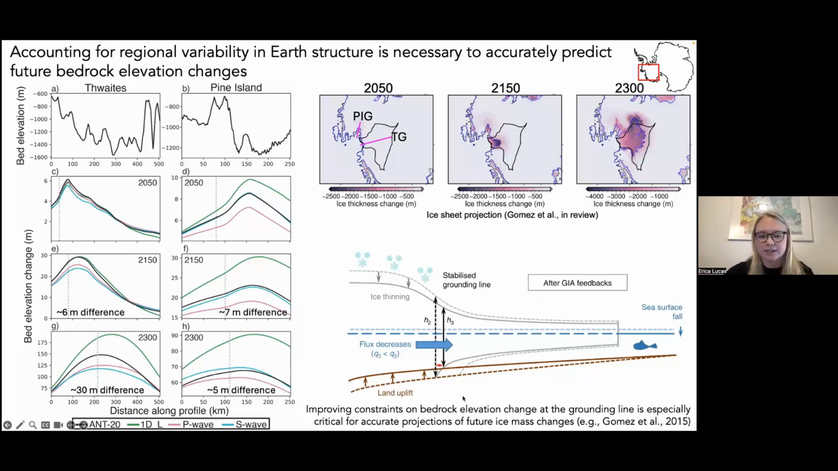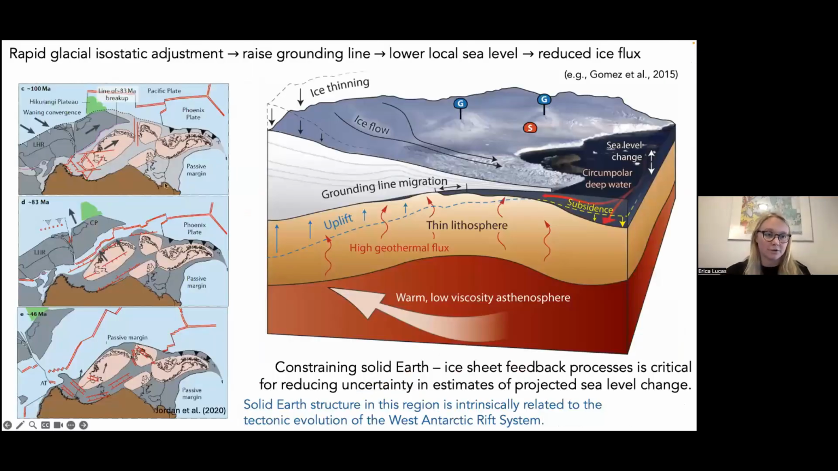And improving constraints on bed elevation change at this interface is really critical for improving projections of future ice mass changes and projected sea level rise, because if you have higher elevation at bedrock at the grounding line, you're going to have lower sea level, and you're going to get less ice mass flux across this interface. So you'll have less ice mass loss in general across the ice sheet. And we're finding up to, with the incorporation of regional scale Earth structure, up to 30-meter difference at Thwaites Glacier at the grounding line. So it'll be important to consider higher resolution Earth structure in the future.